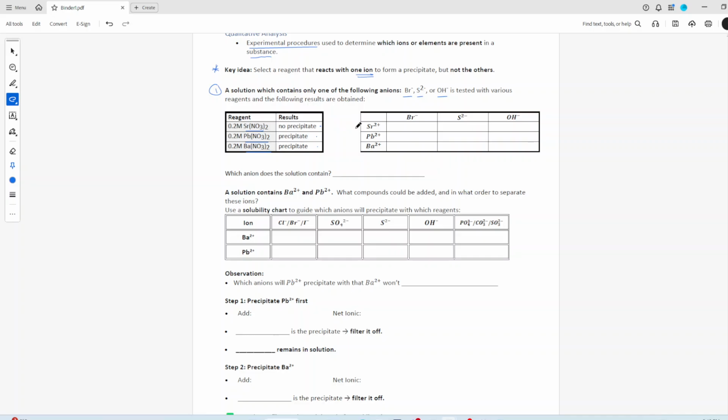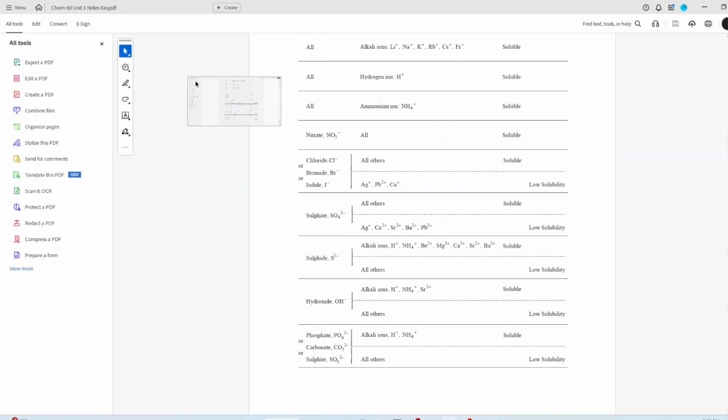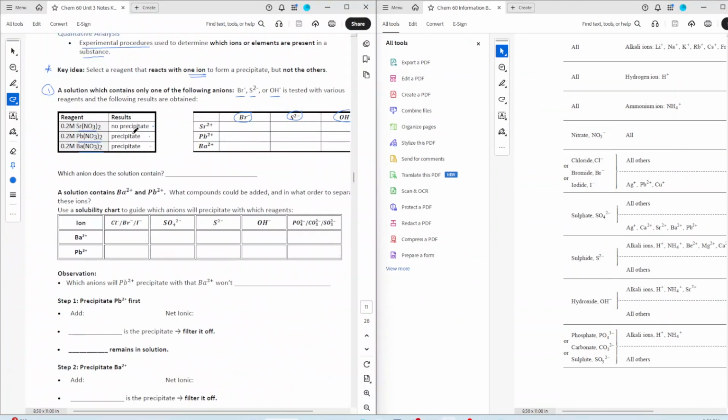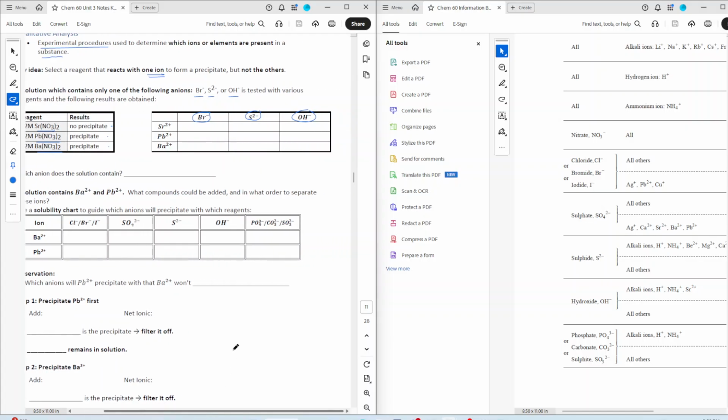So what we're going to do is use our solubility table to determine what should happen when each of these anions is in the presence of these different cations that we're introducing. I'm just going to grab my data package, and we're going to use it to determine what each of these cations should do with each of these anions. I'm just going to split my screen because that's probably going to be easier for this.